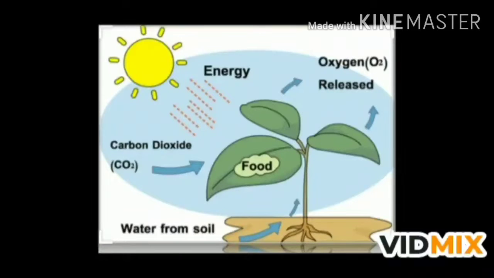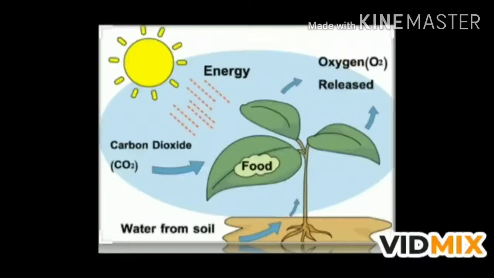Or you can say 6CO2 plus 6H2O gives, in the presence of sunlight and chlorophyll, C6H12O6, that is glucose, plus 6O2, that is oxygen. Plants thus convert solar energy into chemical energy of the food. This synthesized food is then distributed to different parts of the plant and tree.